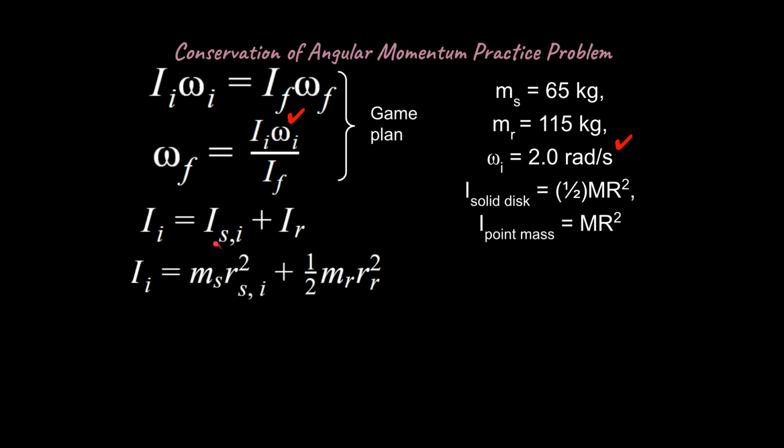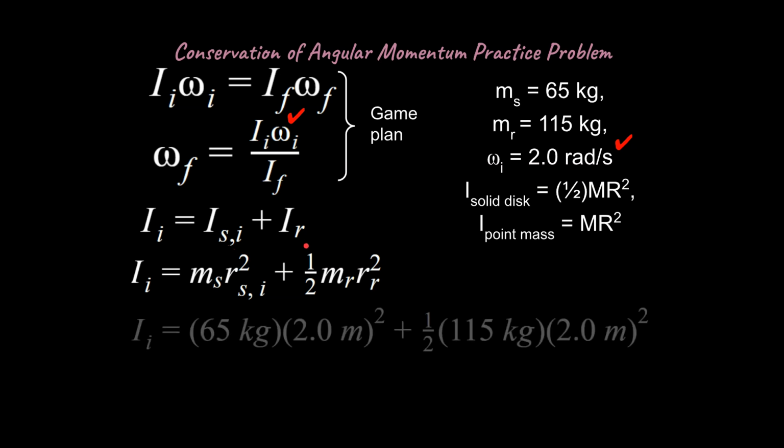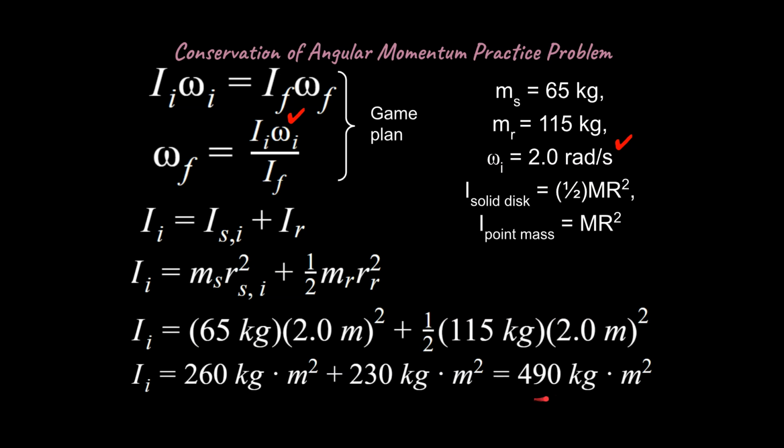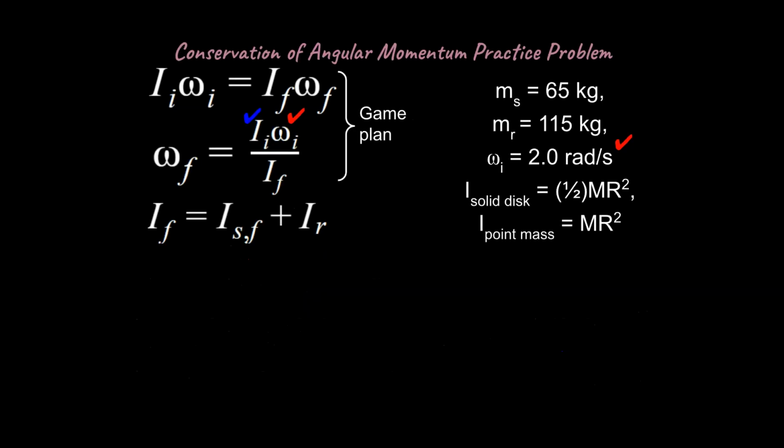What's our initial? Well, we have to sum up the initial rotational inertia of the student and the initial rotational inertia of the roundabout. And what's going to happen is, notice here her R value is 2 meters because she starts on the edge of the roundabout, and so we have to take that into account. We do the math here and we end up with 490 kilograms times meters squared. Now try to remember that number because that number is going to be greater than what we're going to calculate for the final rotational inertia. So let's go ahead and take a look at that.